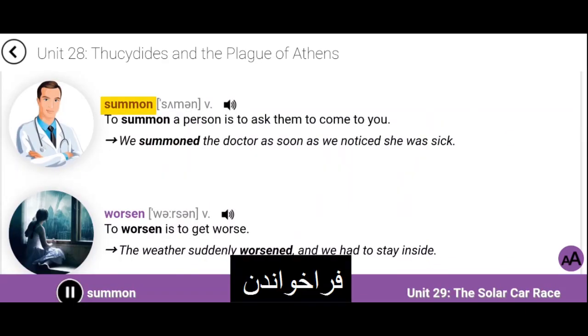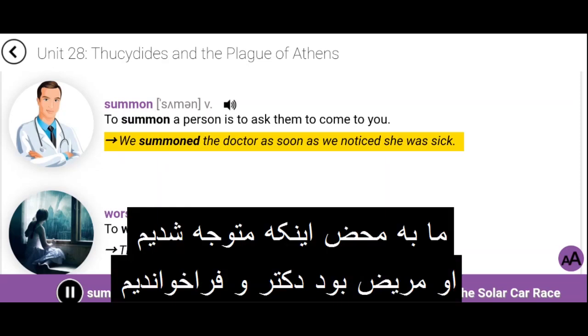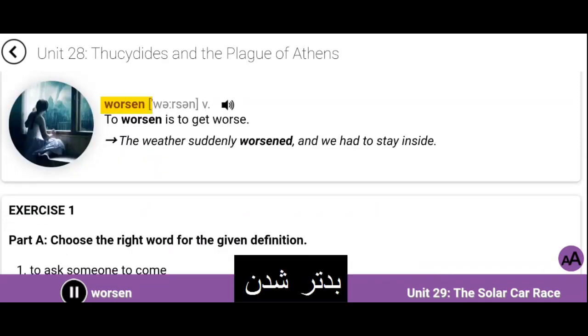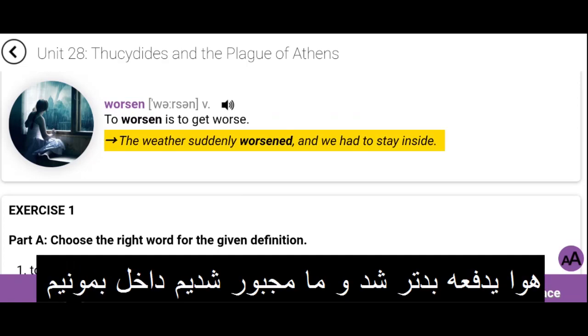Summon. To summon a person is to ask them to come to you. We summoned the doctor as soon as we noticed she was sick. Worsen. To worsen is to get worse. The weather suddenly worsened, and we had to stay inside.